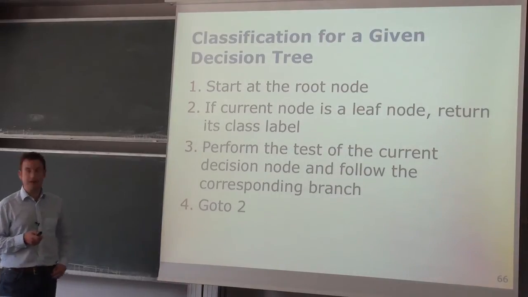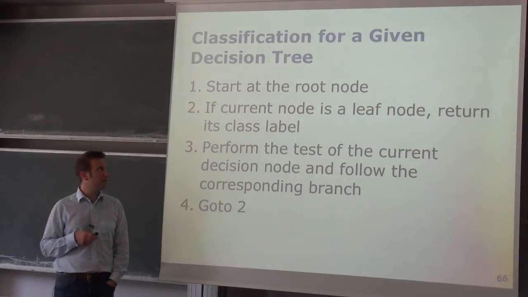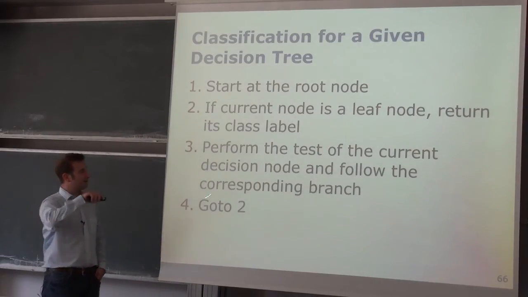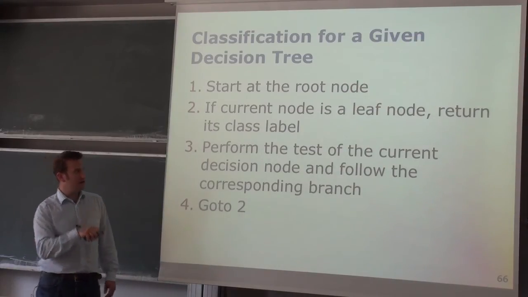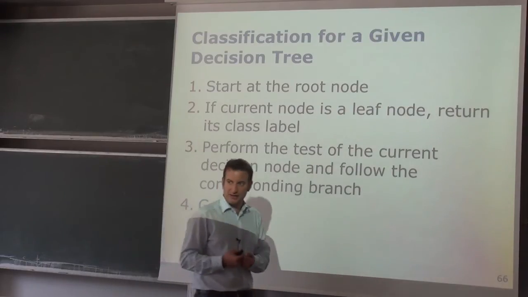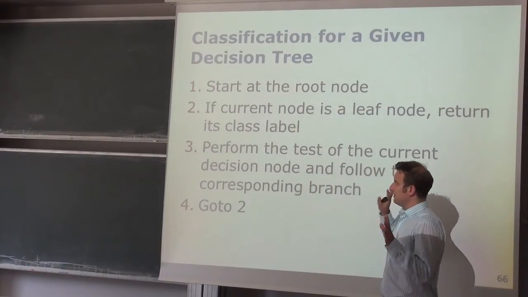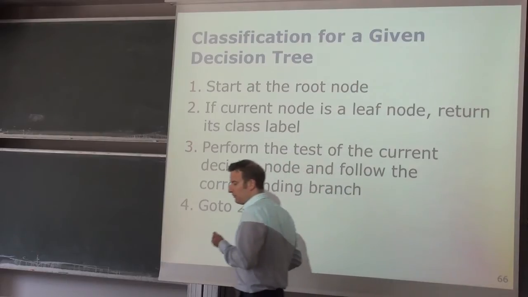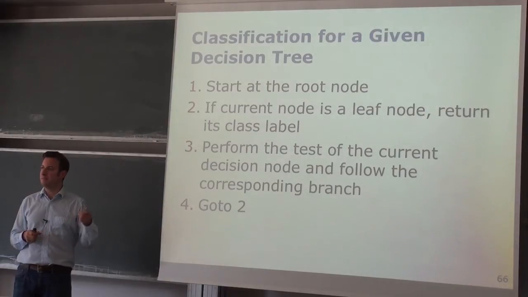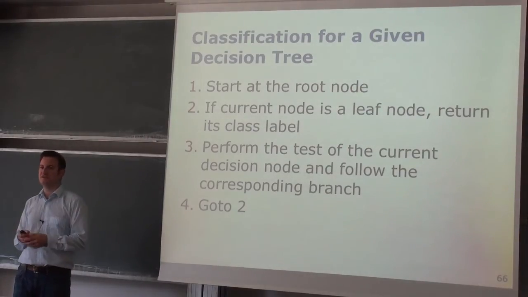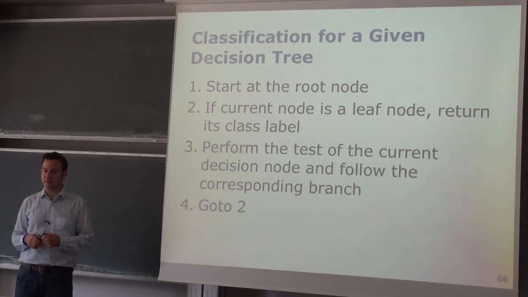So if I have such a decision tree, the steps that I need to do are actually quite simple. I start from the root node. It's a recursive procedure that is recursively executed. If the current node is a leaf node, I simply say, okay, I know which class it is in. I return the class label, and I'm done. Otherwise, it's a split node, and I perform my test function, and then follow to the corresponding branch, so like a yes, no decision. And then I go back to step 2 and repeat this process until I end up in a leaf node.